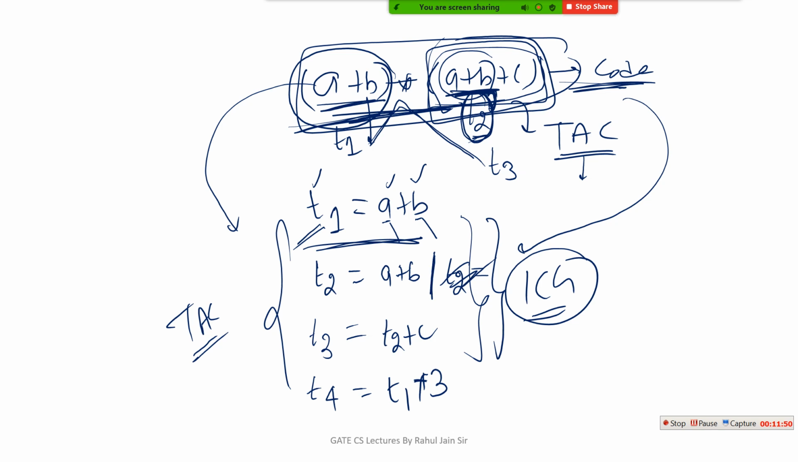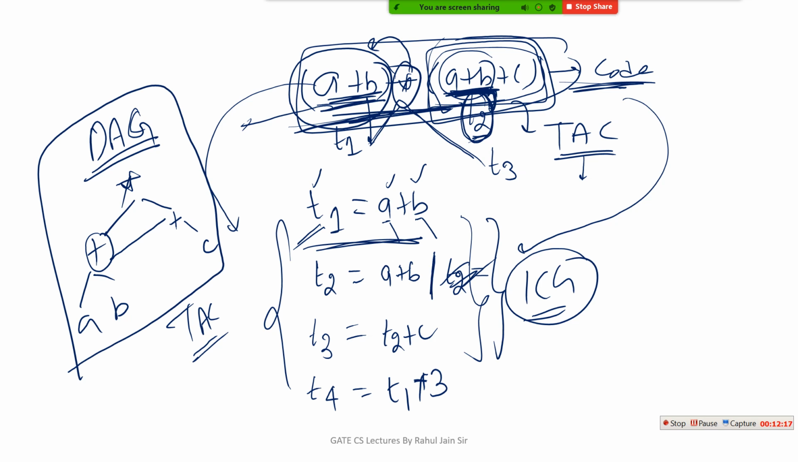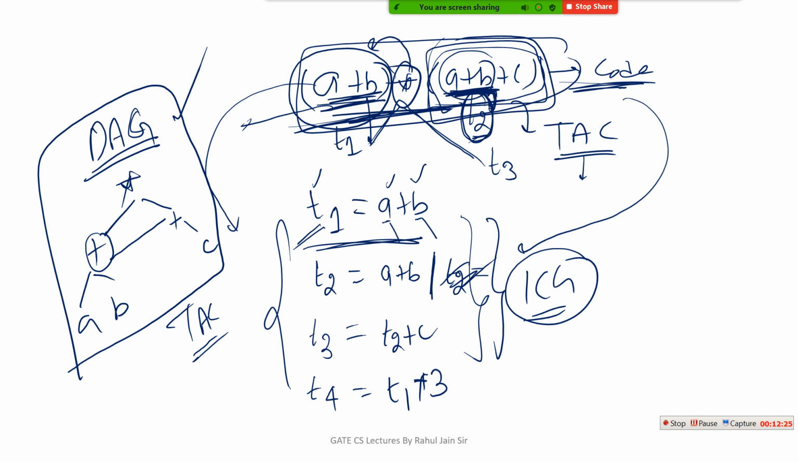Yes. And if I need to draw it as a DAG, directed acyclic graph, I have the multiplication symbol here. On the left hand side I add A and B, because A plus B is here. On the right hand side I have A plus B again, but A plus B is already calculated, so I will directly take the value of A plus B and add it with C. So this is my directed acyclic graph for the tree, because this intermediate code can be generated in tree form. I have two tree forms, syntax tree and directed acyclic graph. So this is the directed acyclic graph structure of the example of this code.